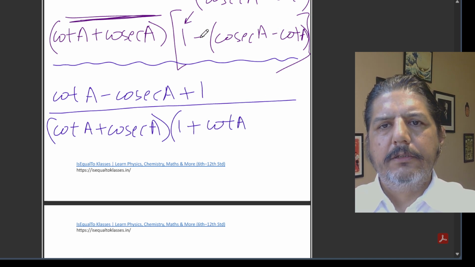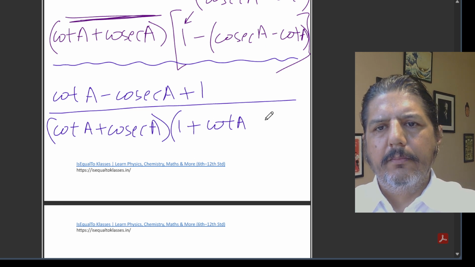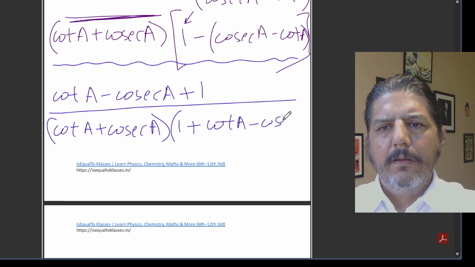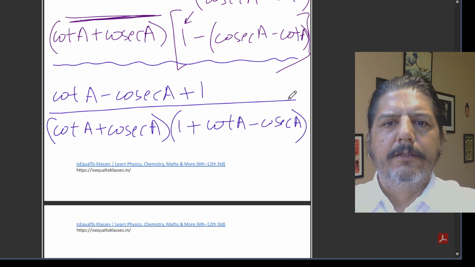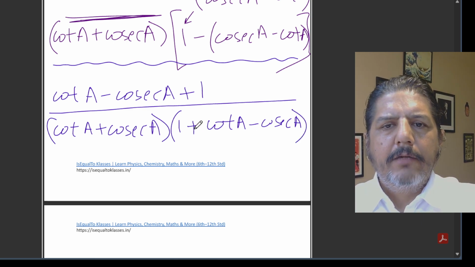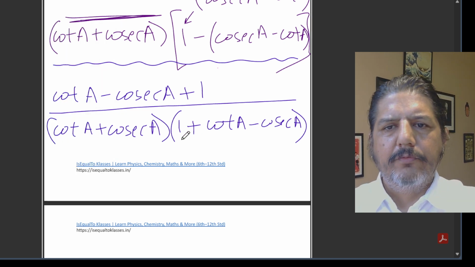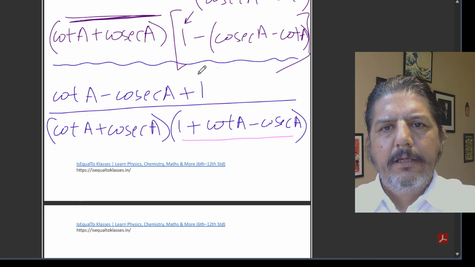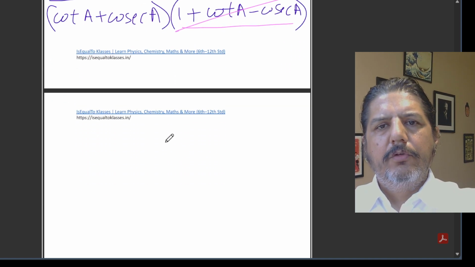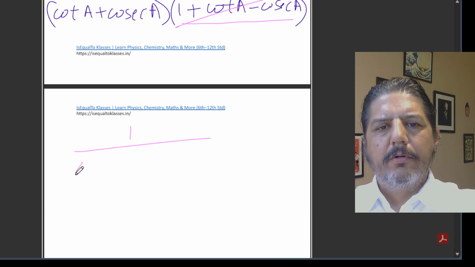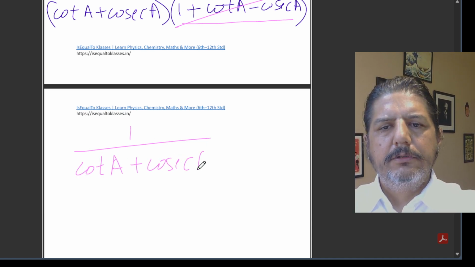This minus and this minus. 1 plus cot A minus cosec A. Now if you look carefully, you will see what magic happens. So 1 plus cot A minus cosec A, 1 plus cot A minus cosec A. So this one and this one will cancel. My answer would be 1 upon cot A plus cosec A.